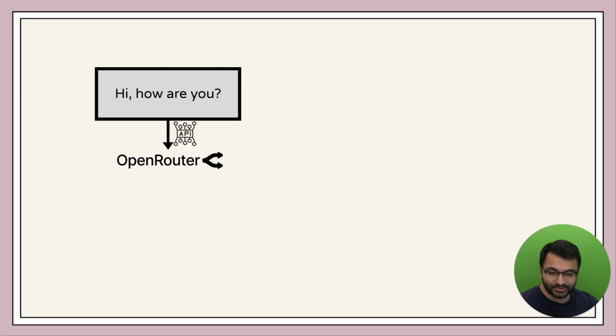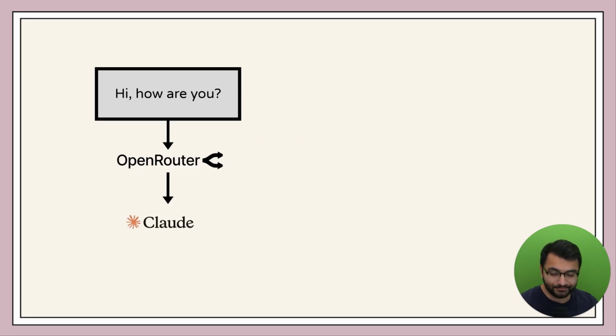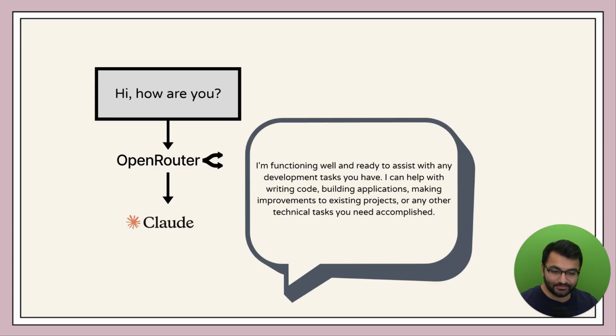OpenRouter is going to calculate how many input tokens there are. In this case, the tokens, or the words, are simply four input words: Hi, how are you? Let's keep it simple. Now, OpenRouter is going to send this information to Claude. Claude's going to receive this, and then it's going to generate some sort of an output.